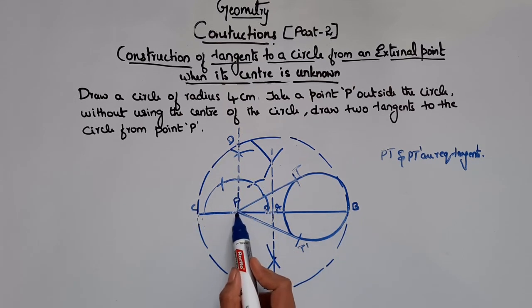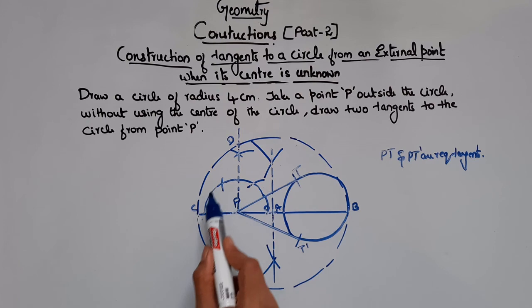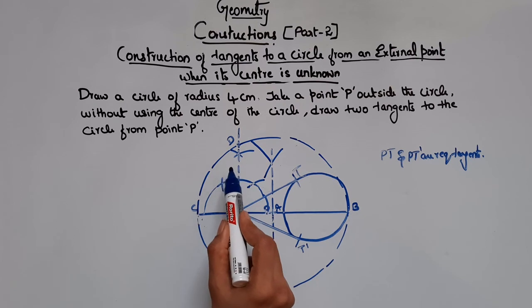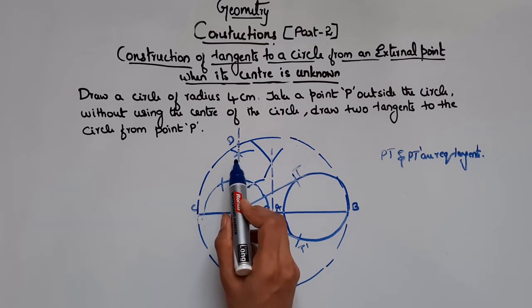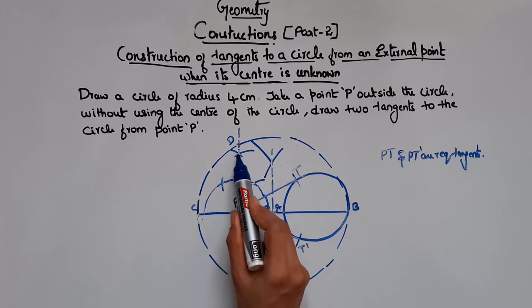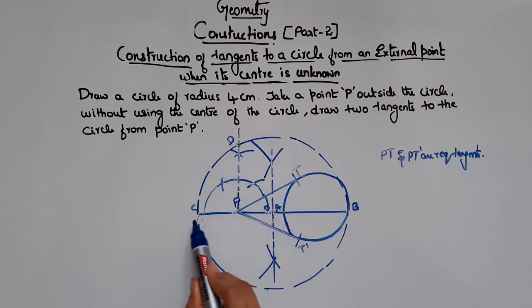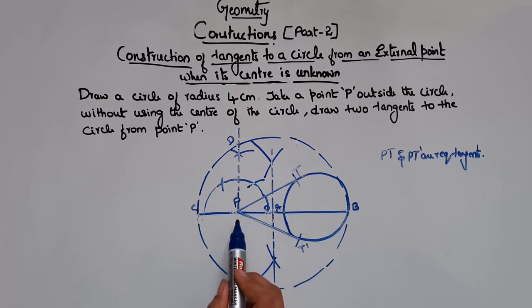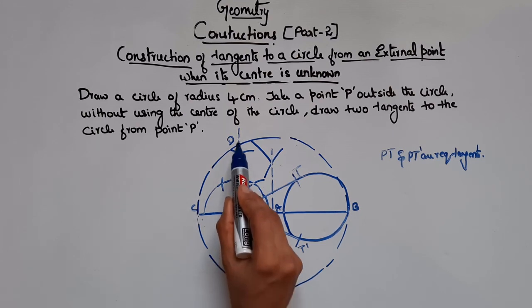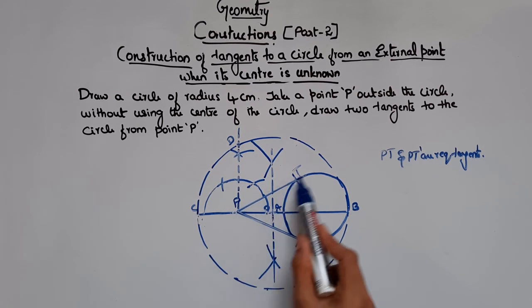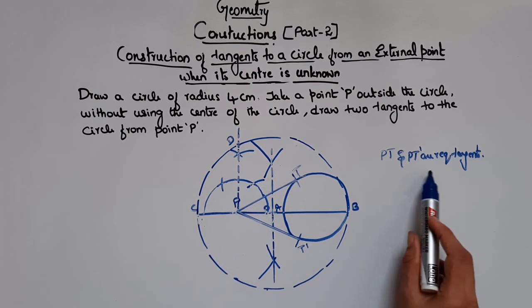Now how to draw a perpendicular line from point P? You will take a semicircle of any length, and the same length you will cut twice. From these 2 points you will cut here, that will give you a point. Now you will draw a perpendicular line from point P touching this point and produce that line to meet at D. So now your PD is perpendicular to CB. The next step is to keep your compass at point P and taking PD as radius, you will cut the given circle at 2 points like this, T and T dash. And then you will join PT and PT dash. So PT and PT dash are the required tangents.